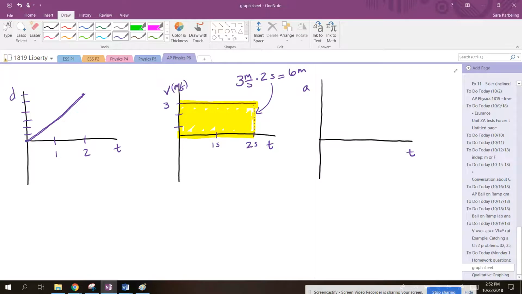So now I've got my displacement graph, I've got my velocity graph. What's the acceleration graph going to look like at this point? 0. It's not very exciting. All right.